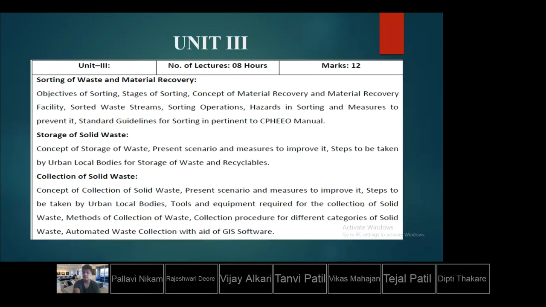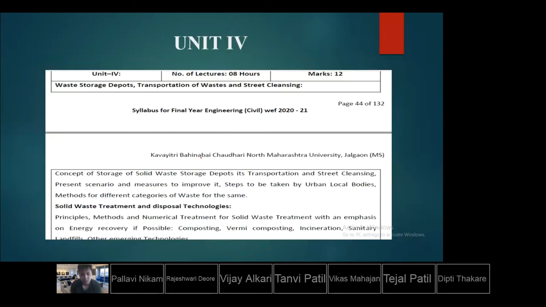Then collection of solid waste: how it is collected, what the tools and methods are, and we'll also see the automated waste collection technique with the aid of GIS software. How can we use GIS software to collect the waste? The next is waste storage, depots, and transportation, and how transportation has to be done. We will also see street cleansing. Then the treatment techniques like vermicomposting, composting, incineration, sanitary landfills, and other emerging techniques. This topic is a little bit lengthy, but we'll see it over here.